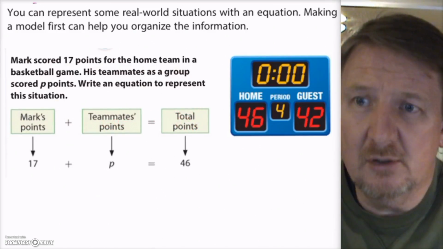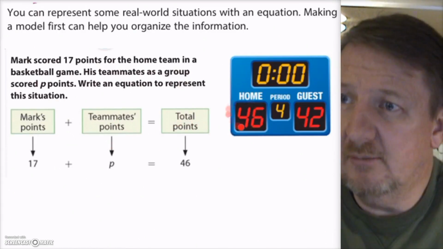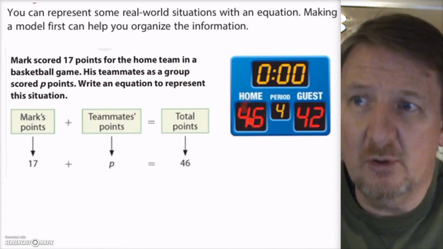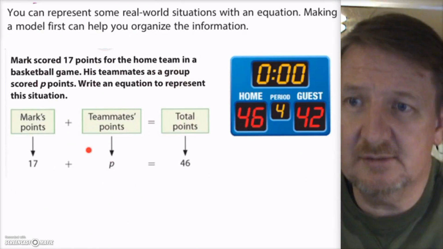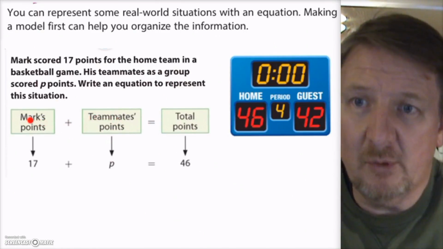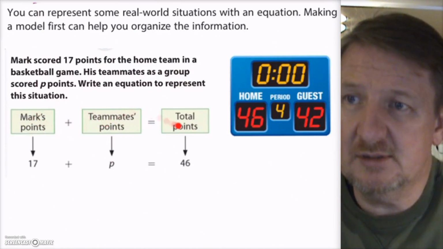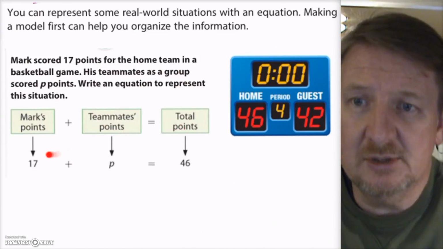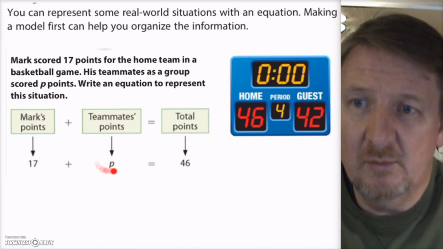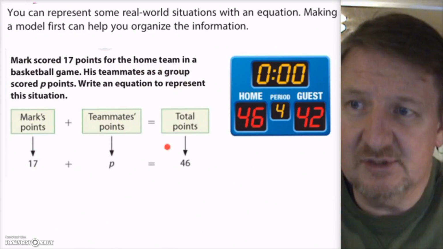So we know Mark is on the home team. The whole team scored 46 points, including Mark. So we know that Mark's points plus the teammates' points are going to equal the total points. So we take 17, we add P to it, and that gives us 46.